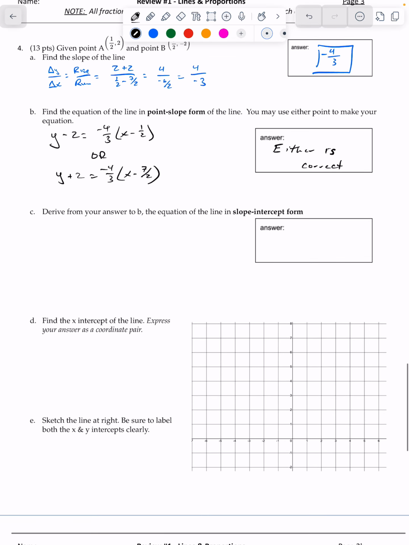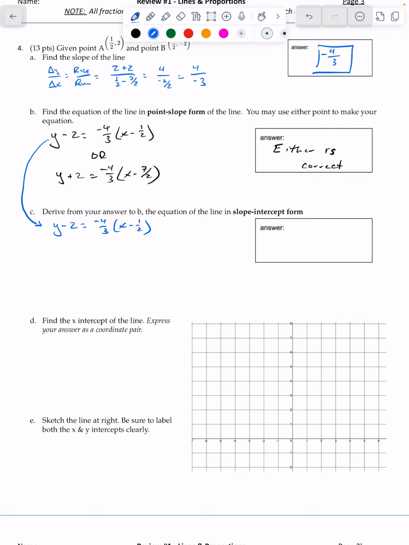Derive from your answer to B the equation of the line in slope-intercept form. I'm just going to do one of them. So I'm going to do this one. So if I start from y minus 2 equals negative 4/3 times x minus a half, I'm going to distribute first. So y minus 2 equals negative 4/3 x plus 4/3 times 1/2. So again, we're distributing here.